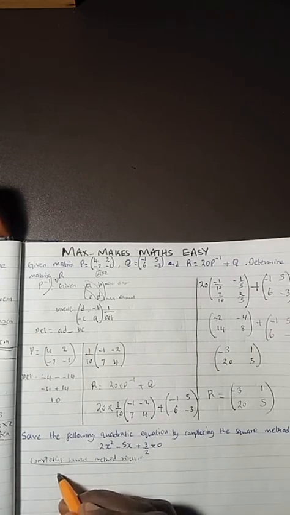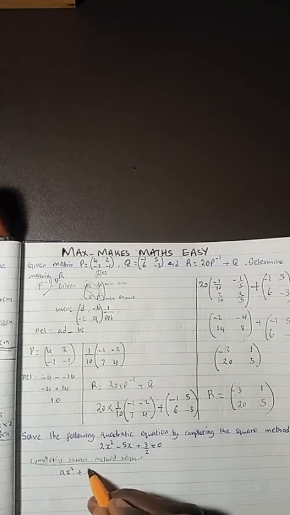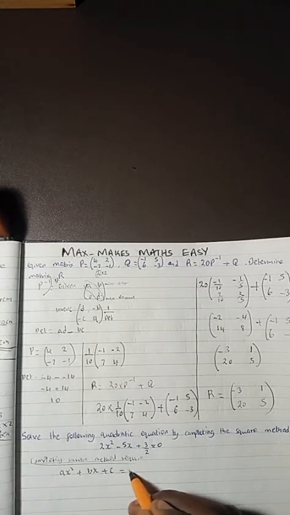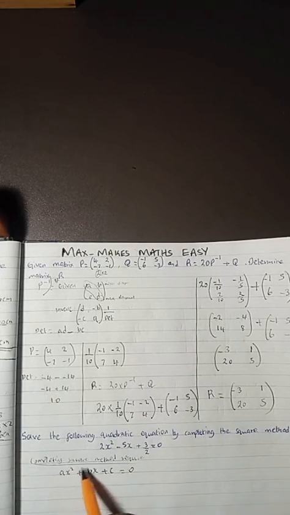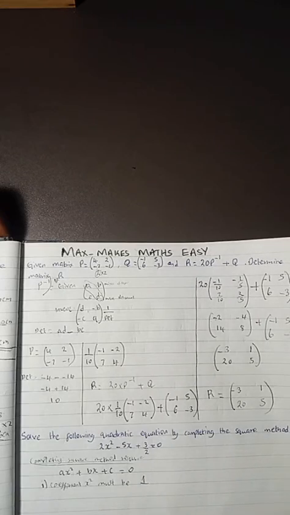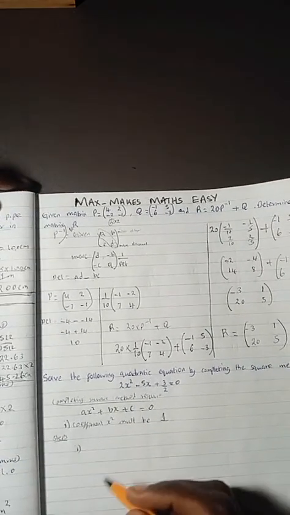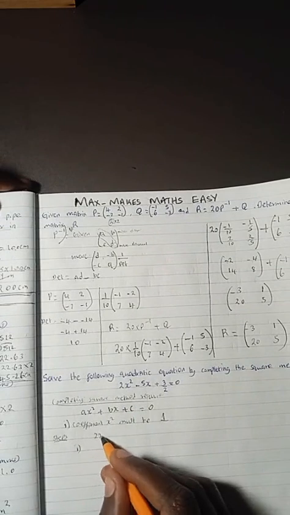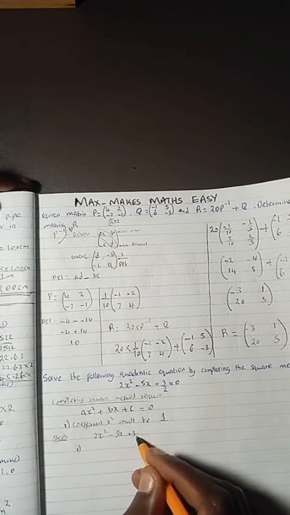Given a quadratic equation in the form ax squared plus bx plus c is equal to 0, the completing square method requires the coefficient of x squared must be 1. That is the first rule. So step 1, we are going to make given 2x squared minus 5x plus 3 over 2 equals to 0.